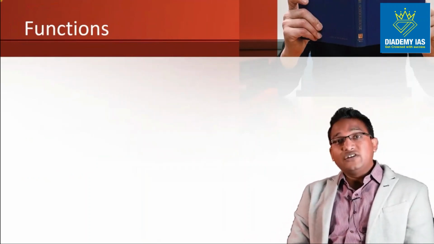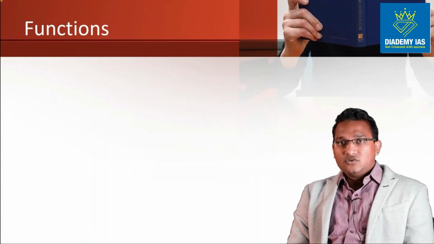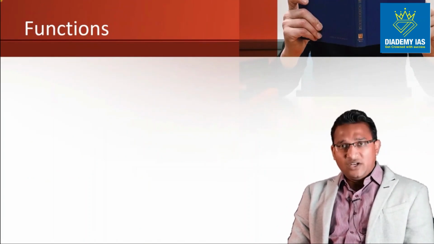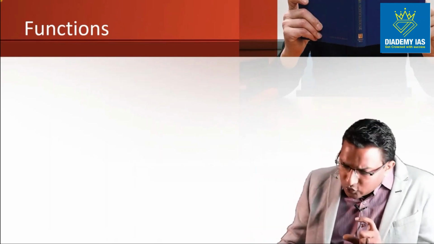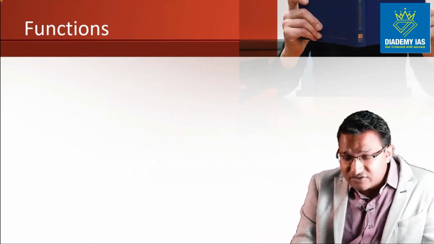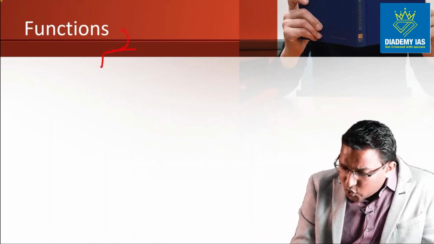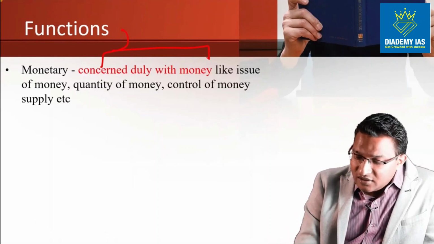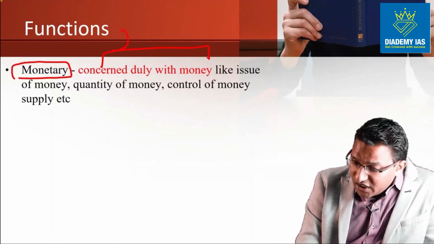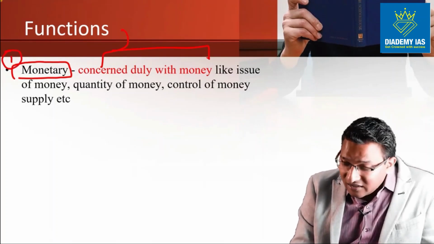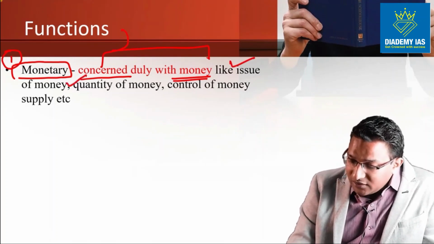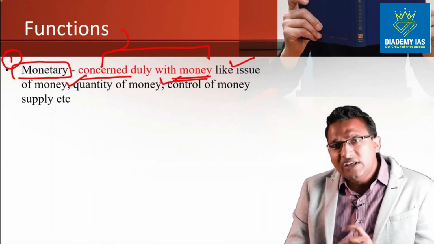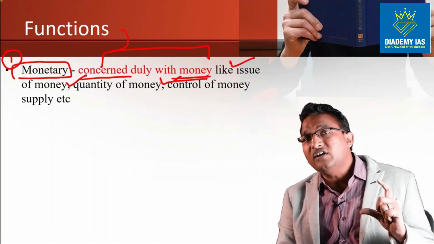Now coming to the functions of the RBI. What are the important functions of the RBI? This is very, very crucial. You should listen to this part very carefully, because in the previous years this part has been asked multiple times, right? As we have already seen the objectives, the functions can be divided majorly into two categories. The first category is the monetary functions. Monetary functions means those functions which are concerned duly with the money, like the issue of money, quantity of money, control of money supply, etc. So these are the functions which are called monetary functions.